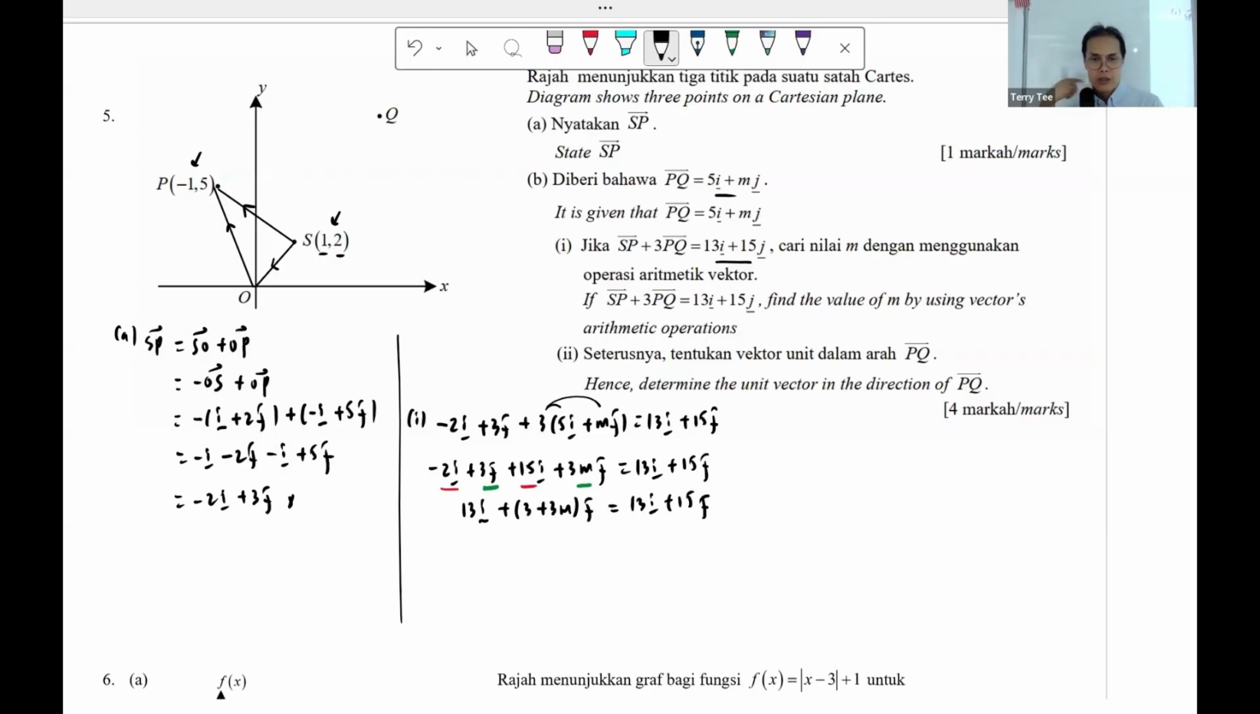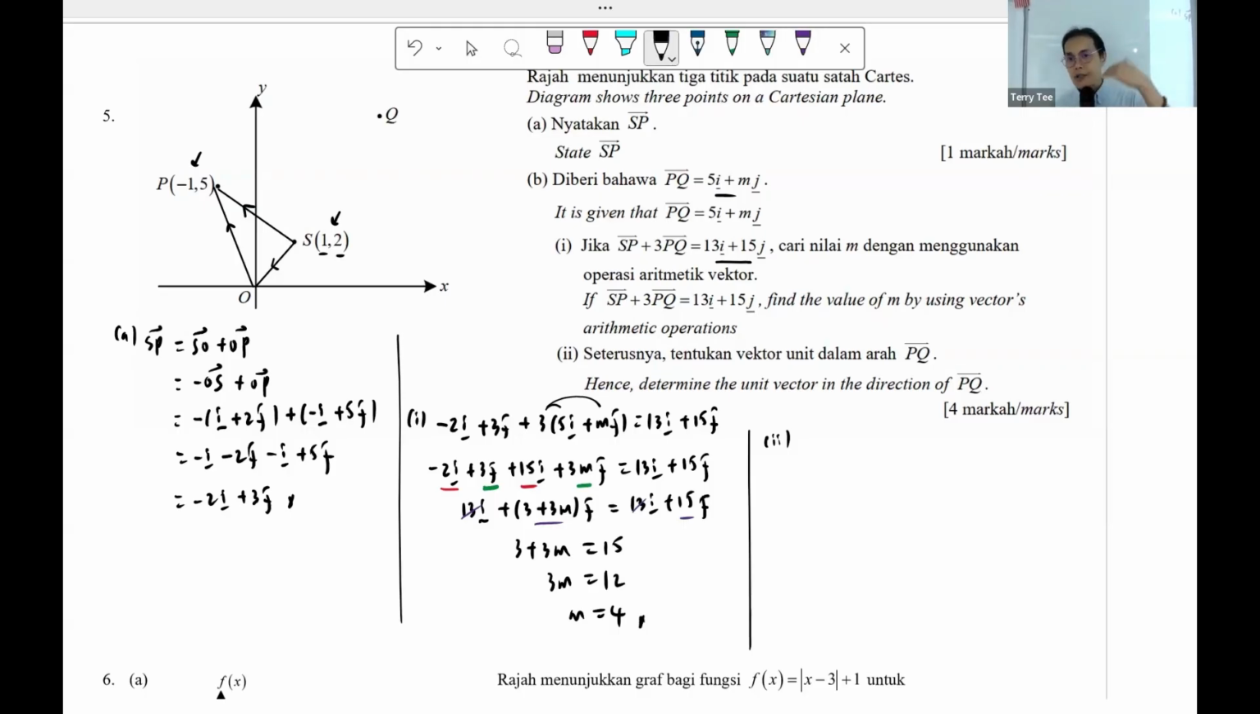So we just have to compare our j component. The i component doesn't matter because the 13 can cancel them off. Just compare these two. We have 3 plus 3m equals to 15, right? 15 minus 3 is 12. 12 divided by 3, m is just 4.